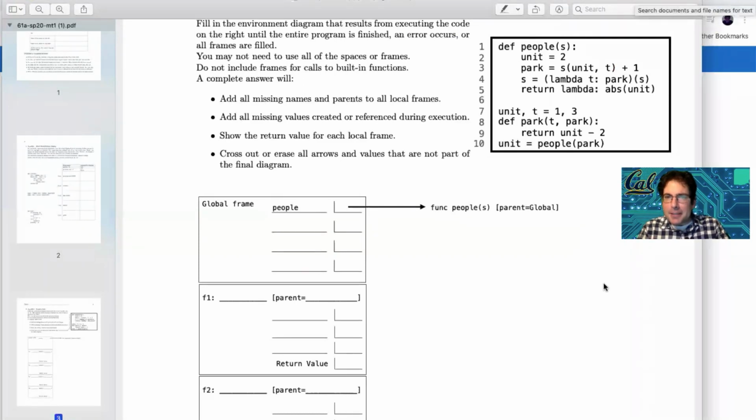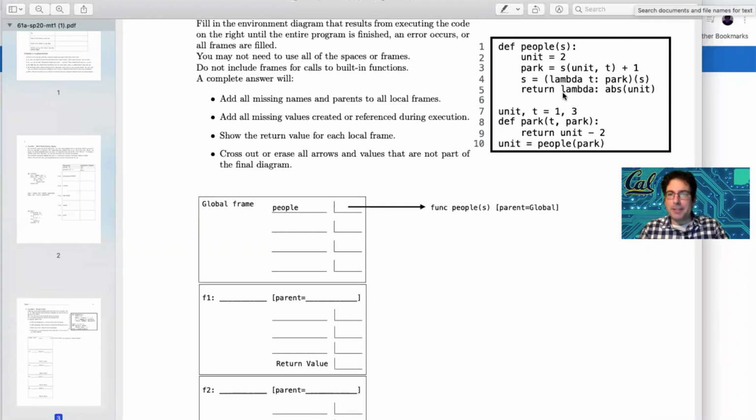Yeah, good question. The question is, in this particular example, which is spring 2020 midterm 1, question 2, why is it that this return statement on line 5 returns a function instead of a value, like taking the absolute value of unit, which would give you 2? And the answer is that that is what a lambda expression always evaluates to. So whenever there's a lambda expression, it is creating a function.